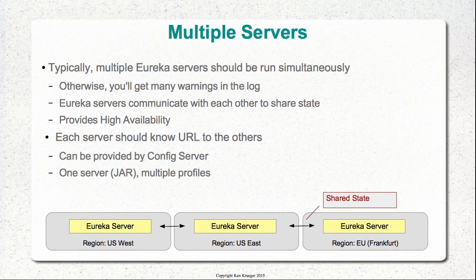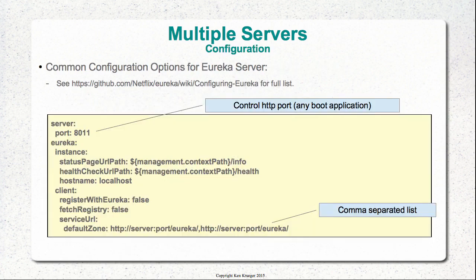The Eureka servers are intended to communicate with each other to share the state, and this is how they provide high availability. You can have as many Eureka servers as you want. Three is kind of a good typical minimum for this type of thing. Each server is usually configured with the URL to the others. That can be provided by the Spring Cloud config server if you want. So basically what you could have is one jar that's deployed in multiple places, and potentially have multiple profiles to activate different copies of the Eureka server.